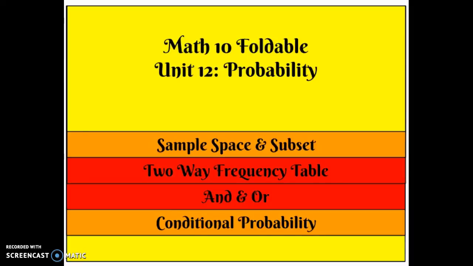Okay, today we're going to start with our new foldable, which is Unit 12 on probability. Some of this you may be familiar with, and some of it you may not. We're going to start with our first tab, which is sample space and subset.